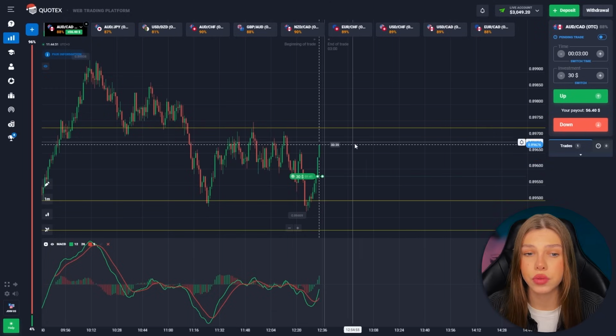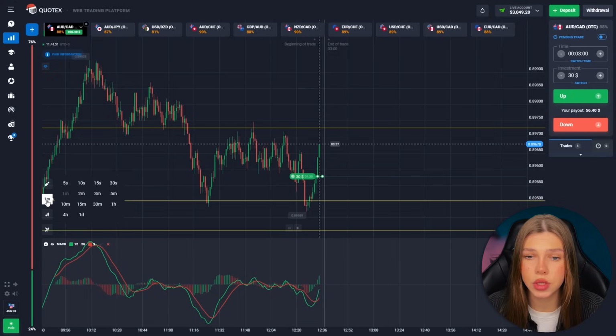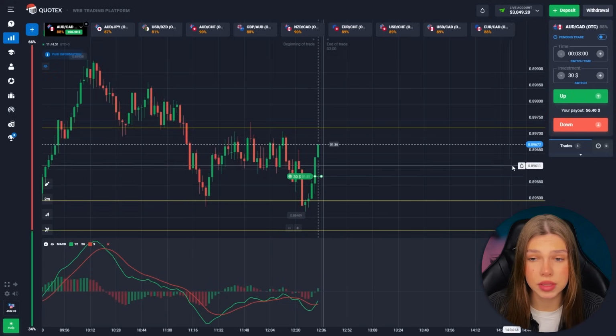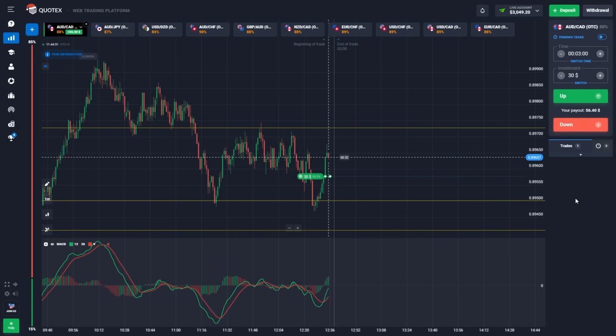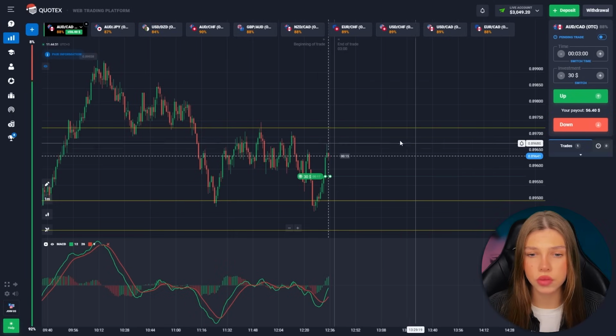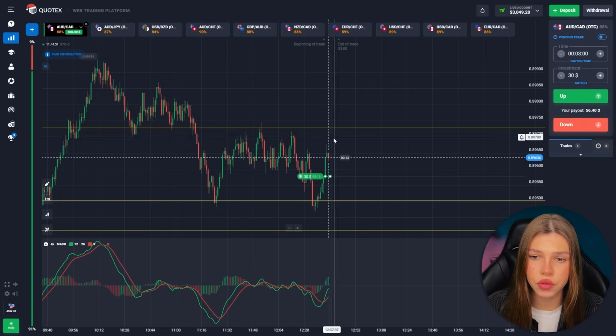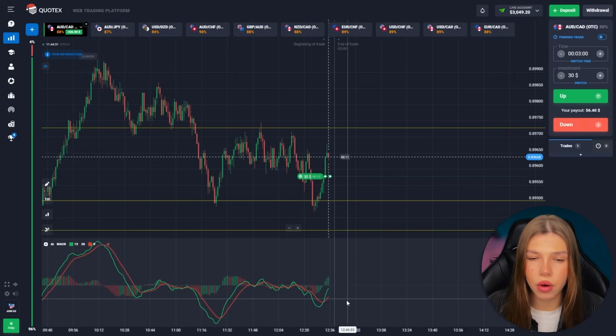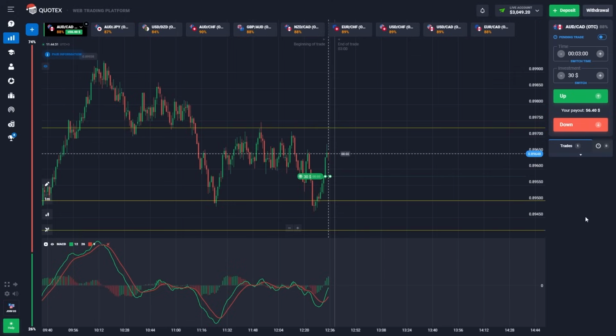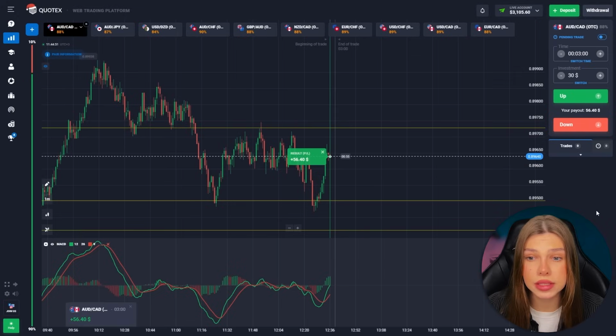Time is coming to an end, but we have a good momentum, so the trade is likely to close profitably here. If the price comes to the upper boundary and the indicator has a moving average crossover at the bottom, we can open the deal on the downside. So the trade is closed again in profit.